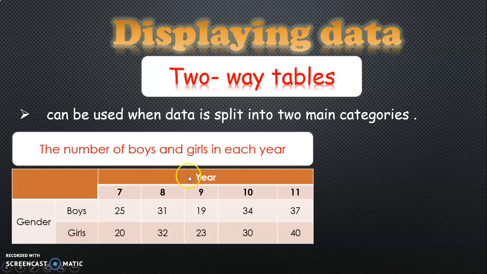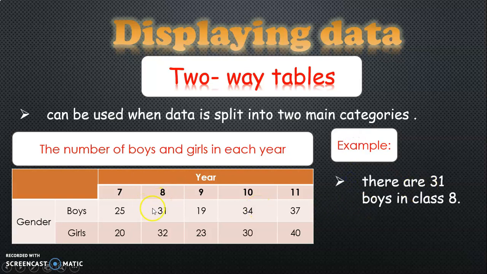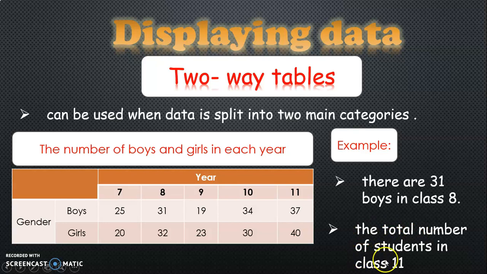Using the two-way table, it's very easy to answer a question. For example, I want to know the number of boys in year 8. Directly we get the answer that there are 31 boys in year 8. Another one: I want to know the total number of students in year 11. So, 37 and 40, we just add. It means the total number of students in year 11 is 77. So, this is what we call the two-way table.